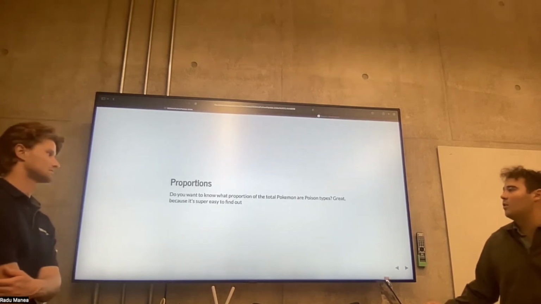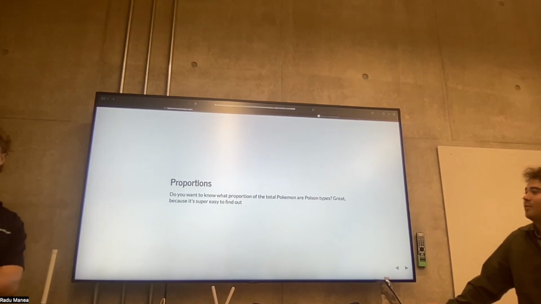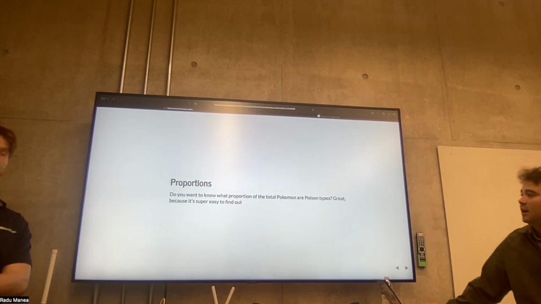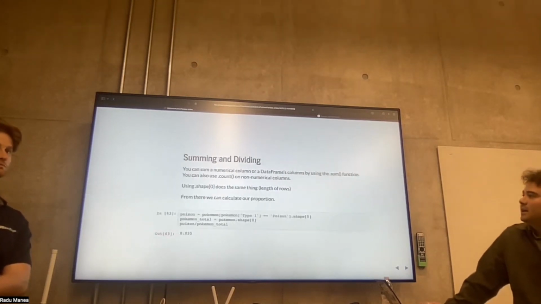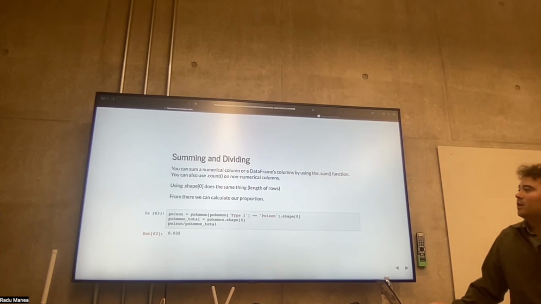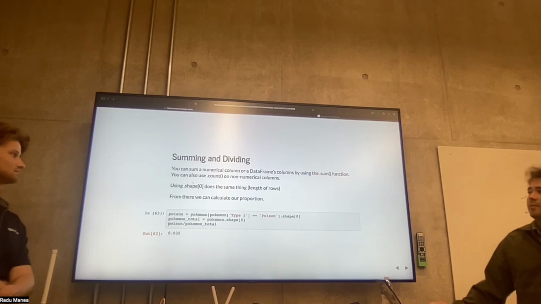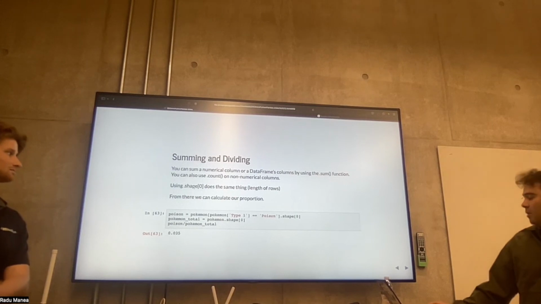Okay, so also we can work with proportions with pandas. So for example, if you wanted to know what proportion of the total Pokemon are poison types, it's super easy to find out. And we do this through summing and dividing. So you can sum a numerical column or data frame columns by using the sum function in pandas. And you can also use count on non-numerical columns. And you can also use dot shape. Dot shape is another function. It just takes the shape of your data frame.